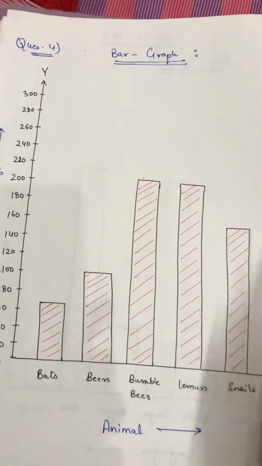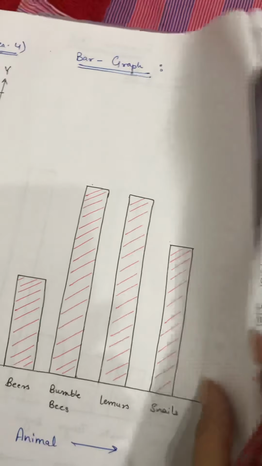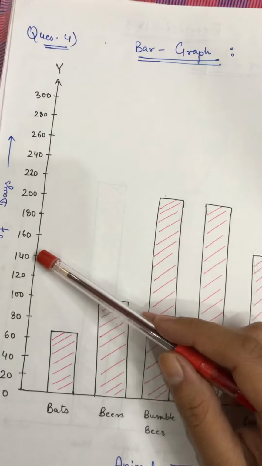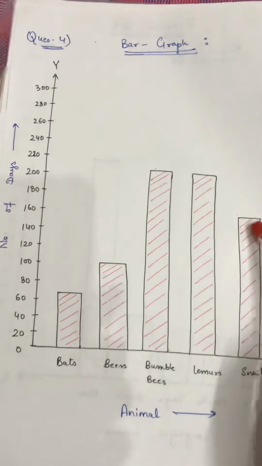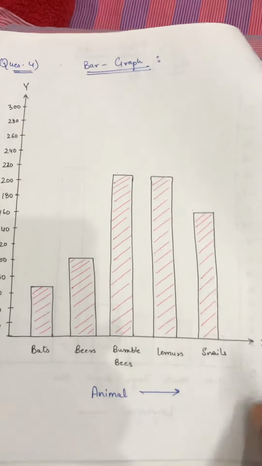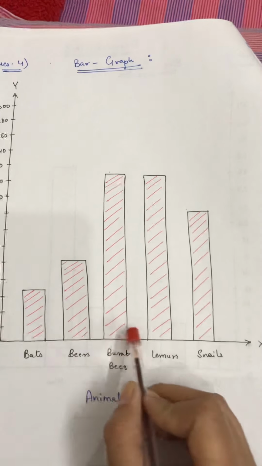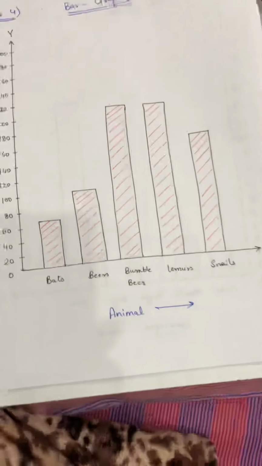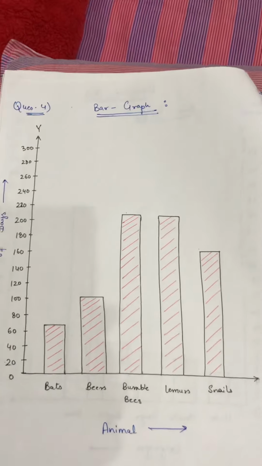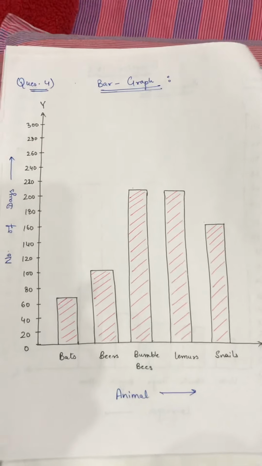Snails are up to 150. So 150 will be in between 140 and 160, that is 150. Okay, these are snails. So take equal gap. I have drawn on a simple page. You have to draw the bar graph and the histogram on the bar graph notebook.